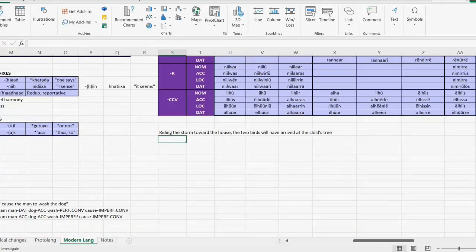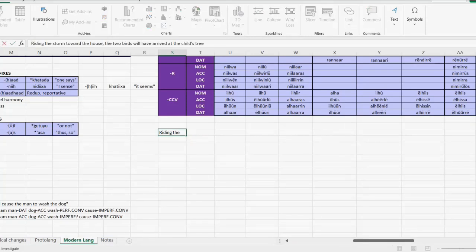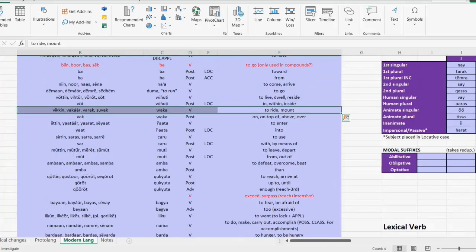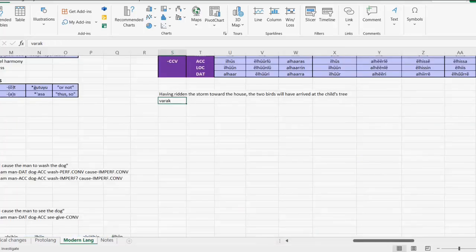Okay, so the first bit, riding the storm toward the house, is a converb clause. In fact, maybe it would make sense for the first bit to be having ridden the storm. If the birds have already arrived, then they will have already ridden the storm. Sure, that makes sense. So the first bit can just be handled by a converb clause. So we need the verb for to ride. And then having ridden is the perfective form, which is the third principal part. So it's varak. And since it's a converb clause, it doesn't need an auxiliary to go with it. We don't need a finite verb here. So it would just be varak.